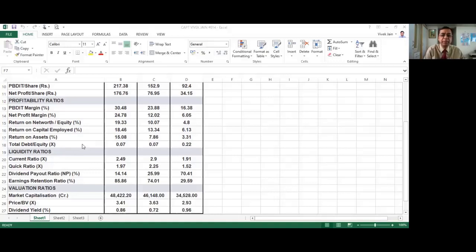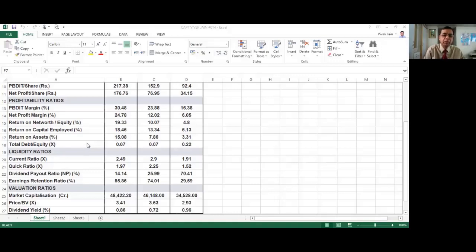0.50 is considered to be a benchmark for analysts that a company should keep its debt equity ratio within 0.50. That means whatever is the share capital plus reserves, half of that, if is taken as debt, that is considered to be a reasonable amount of debt.